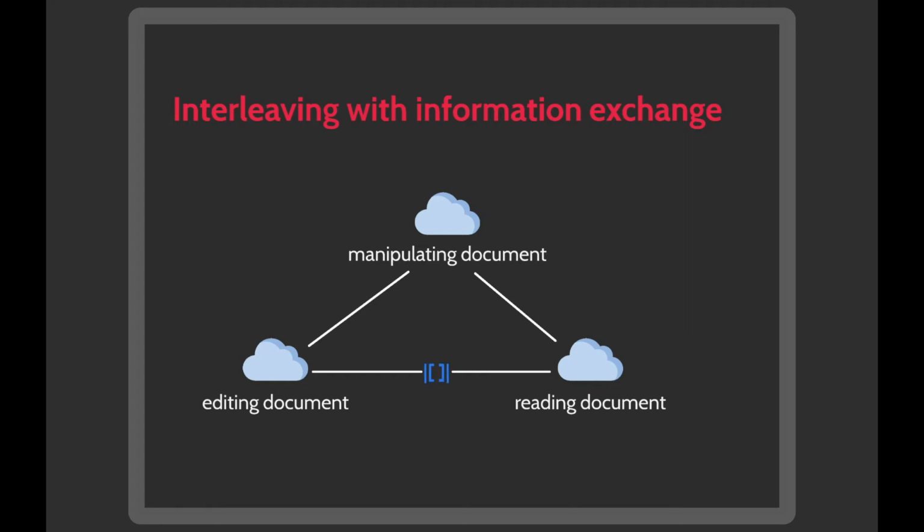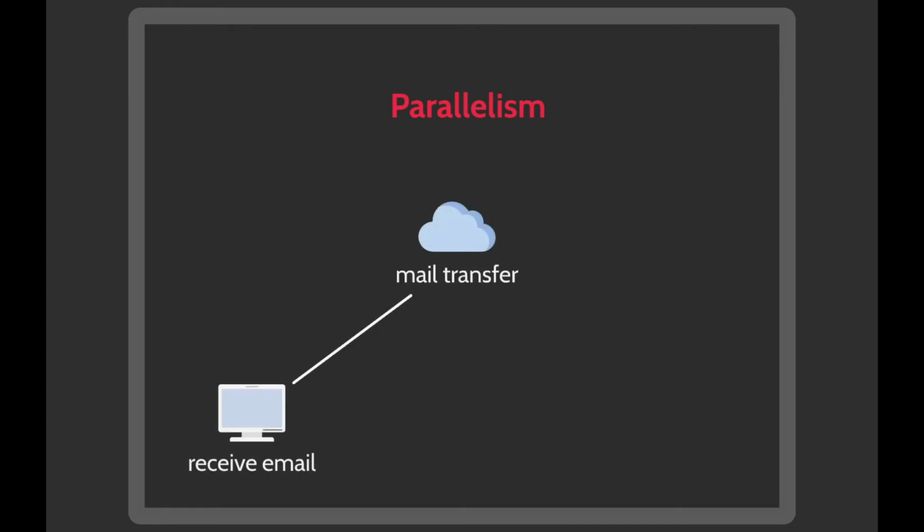We can also express true parallelism. Tasks can be performed in true parallelism. Like for example, to retrieve an email and send an email can be done at the same time. This is the symbol used for this.